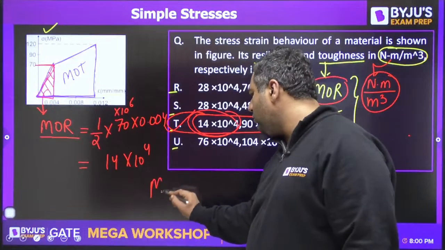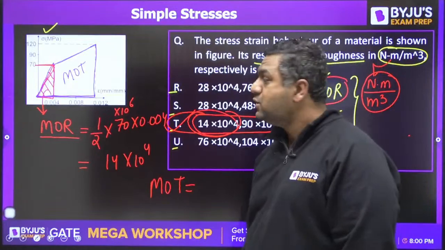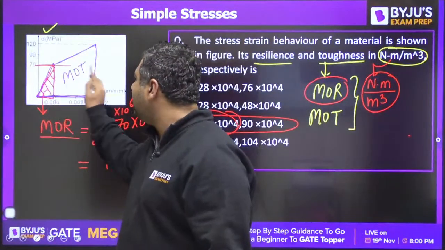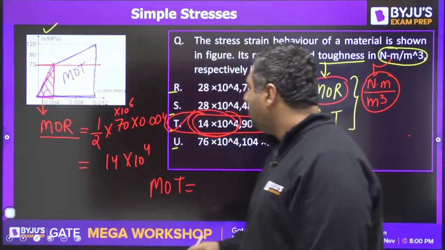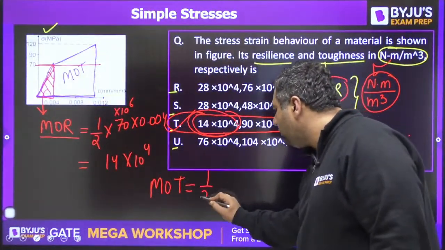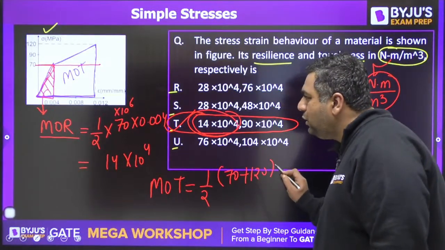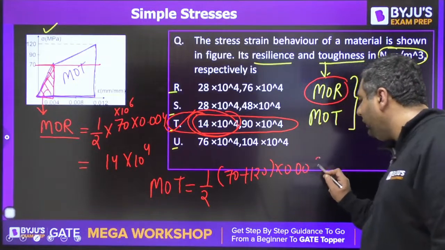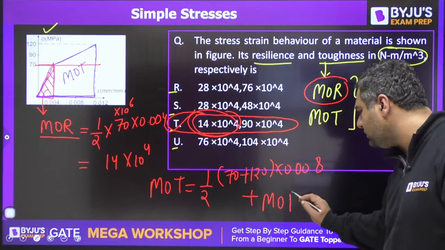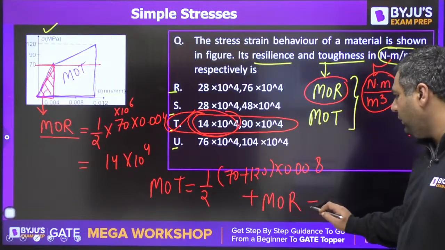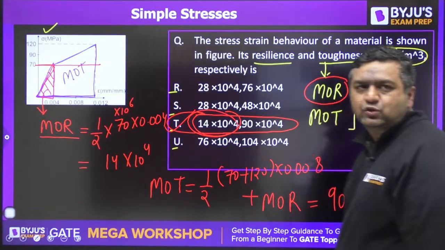Still, if you want to find out modulus of toughness, it is the area of triangle plus area of rectangle plus triangle, or you can take it as a trapezoid. If you take it as a trapezoid, it will be 1 by 2, 70 plus 120 into 0.008. When you add the modulus of resilience, the total area comes out to be 90 into 10 to the power 4. This is going to be the answer.